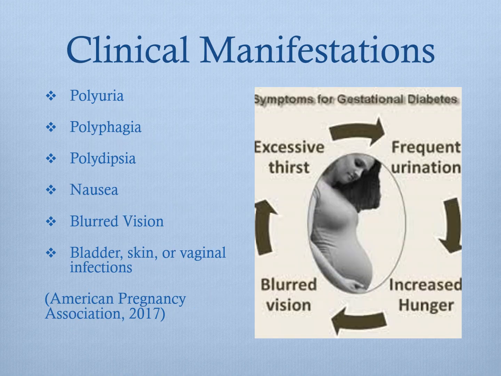Clinical manifestations. The clinical manifestations of gestational diabetes mellitus are similar to those of non-gestational diabetes mellitus. The three cardinal signs and symptoms are polyuria, or frequent urination, polyphagia, or excessive hunger, and polydipsia, or excessive thirst. Other signs and symptoms may include nausea and blurred vision. Also, a woman with gestational diabetes may experience frequent bladder or vaginal infections as a result of glycosuria or skin infections, usually seen on the feet. These are typically the result of poor glucose control during pregnancy.